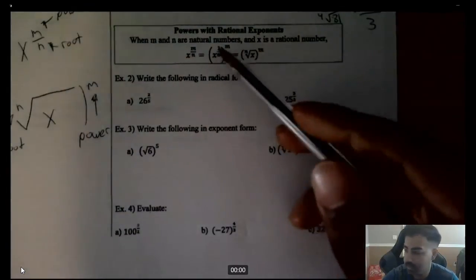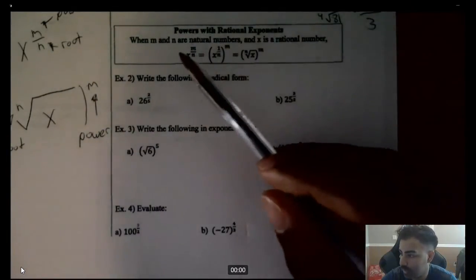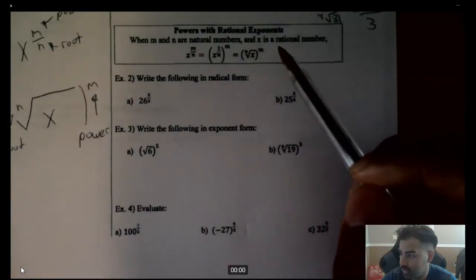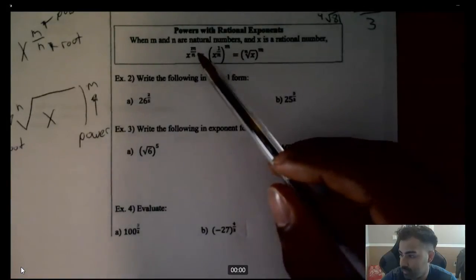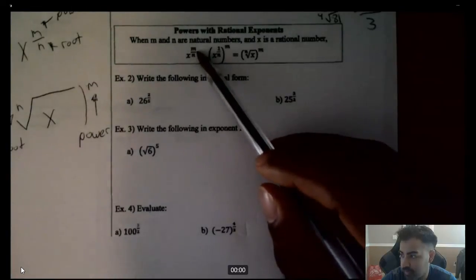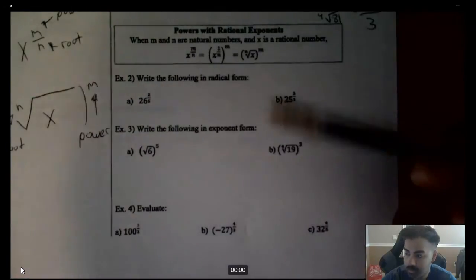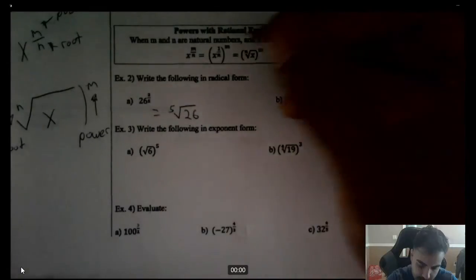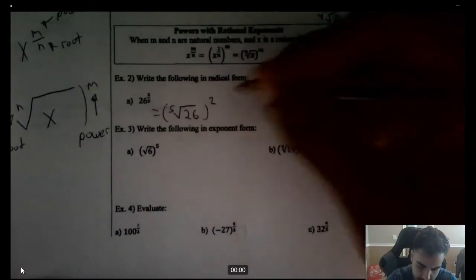Okay, so next case, example, power with rational exponents when m and n are natural numbers and x is a rational number. So same sort of idea, the examples that we just did, but now m is going to be a number greater than 1 in this case. So let's look at this. What are we going to do? Again, swing the bottom number, the root, to the outside and put it as a radical. So it's going to be 26 to the 5, right? And then this number here, the power of 2, is going to stay out there. And then we can just put everything in a bracket. So that's all it is.